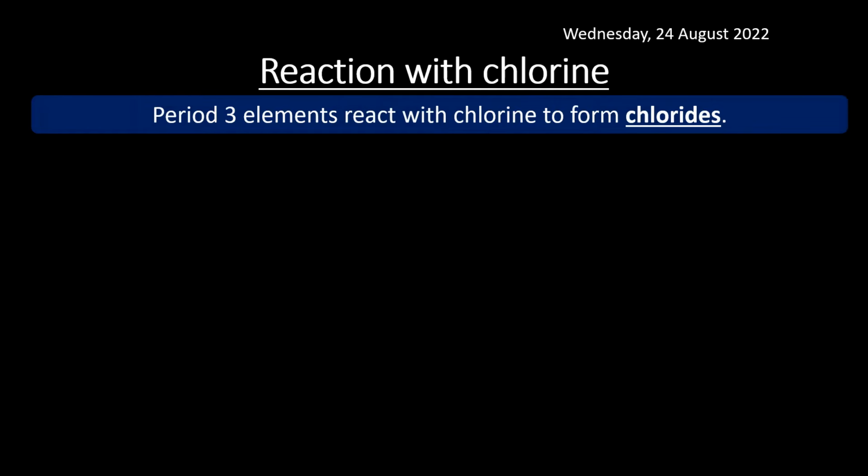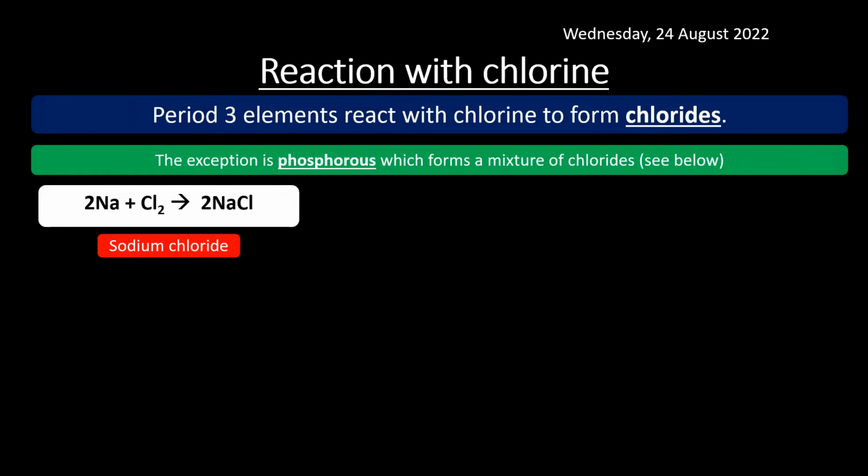Okay, so let's have a look at the reaction with chlorine. Period 3 elements react with chlorine to form chlorides. No surprise there then. The exception, there's always an exception, isn't there, is phosphorus, and that forms a mixture of chlorides, and we'll have a look at them in a moment. So let's have a look at the first one.